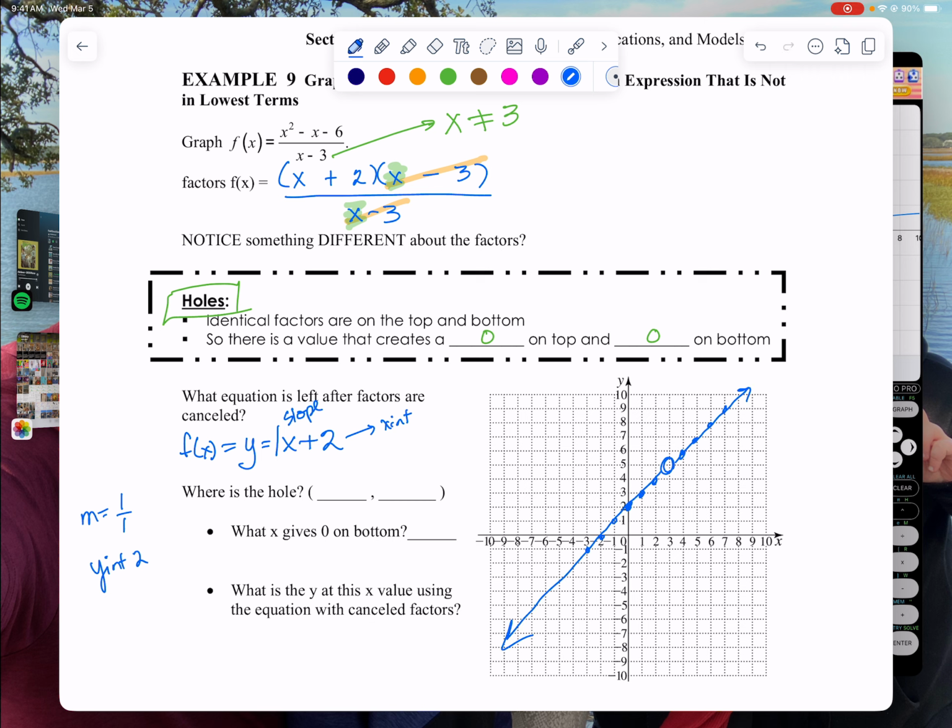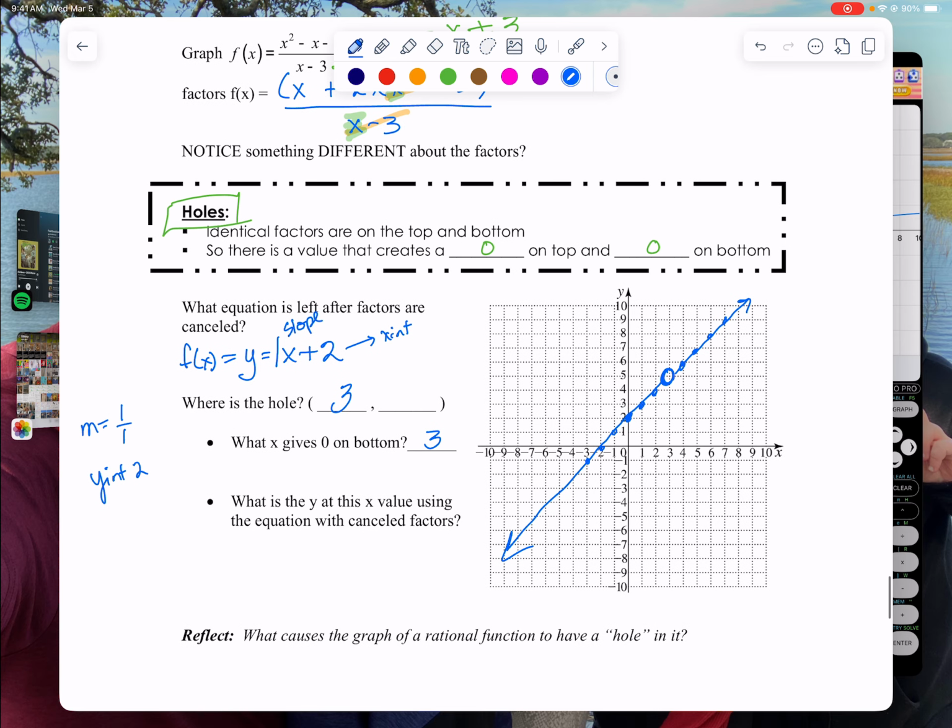And the question is, where's that hole? Well, I know that the hole was where x is 3, right? Because x can't be 3. And then to figure out the y value, either you could look at the graph if you've already graphed it, or you could plug it in. So what x gives 0 on the bottom? 3. Okay, now I'm going to plug it in. y equals x plus 2. So 3 plus 2 is going to be 5. So that's where my hole is. And sure enough, that's where the hole is.